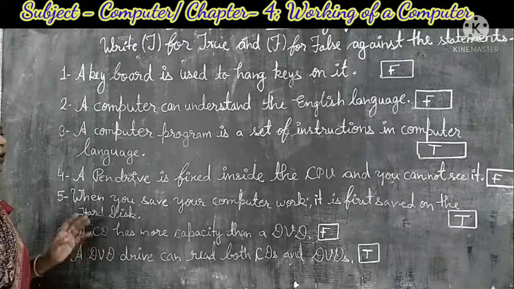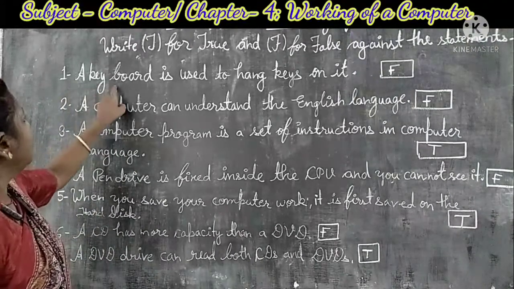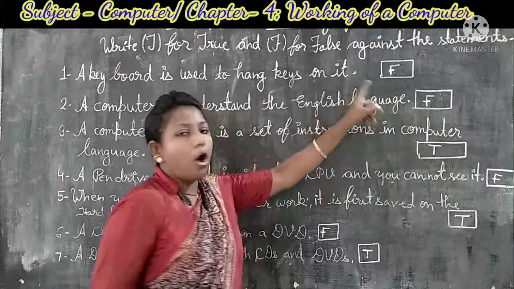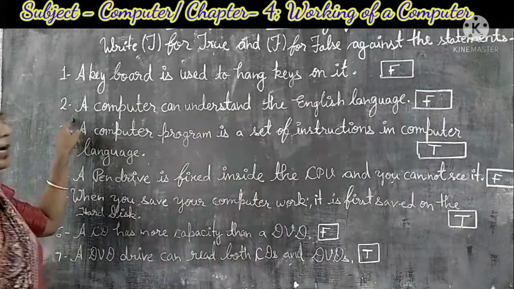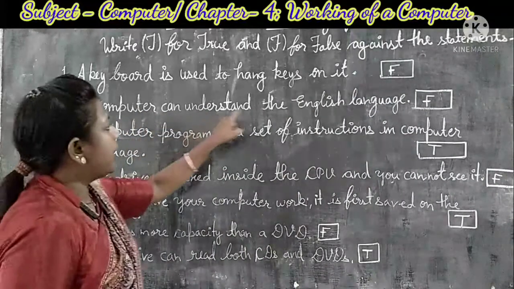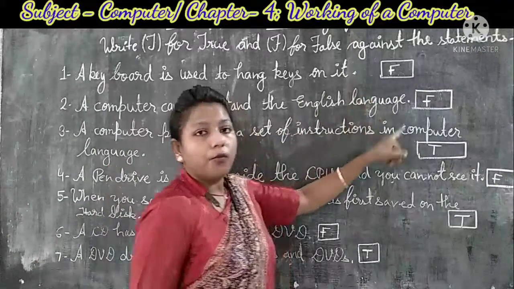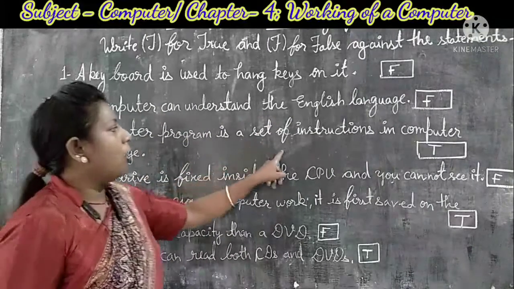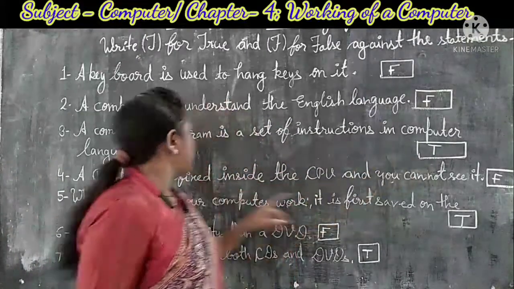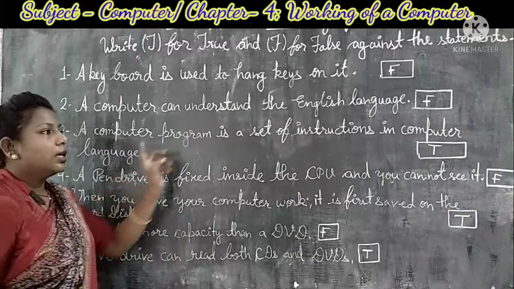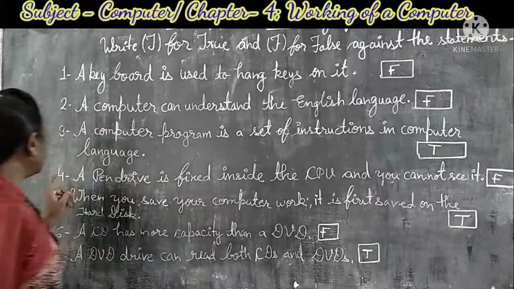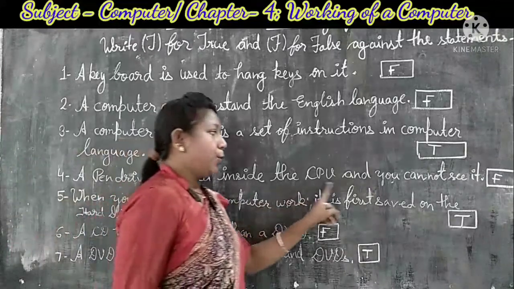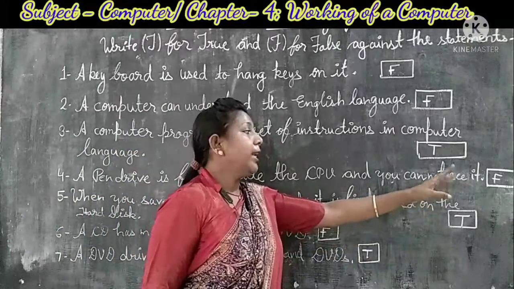Okay friends, now I repeat again. A keyboard is used to hang keys on it. False. And second line, a computer can understand the English language. False. Third, a computer program is a set of instructions in computer language. True. Fourth line, a pen drive is fixed inside the CPU and you cannot see it. False.